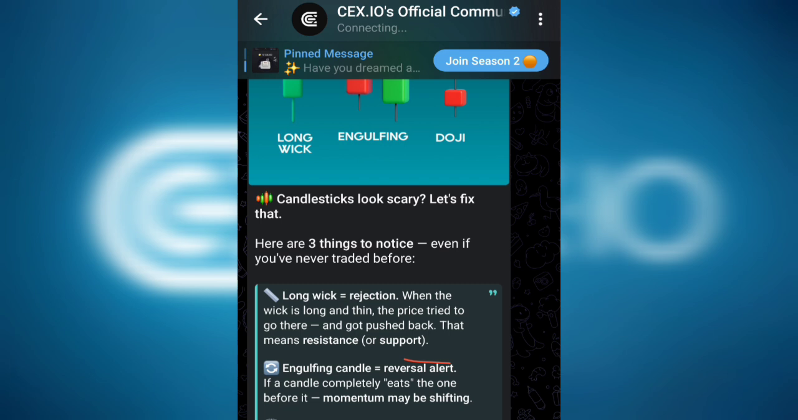Vice versa also, guys, right? So if it was green and it changes to a longer red, it means that there's more like an uptrend directly there or a downtrend directly there. It just really depends on whether you're looking to short the market or whether you're looking to long the market too. If a candle completely eats the one before it, it means that momentum may have shifted.